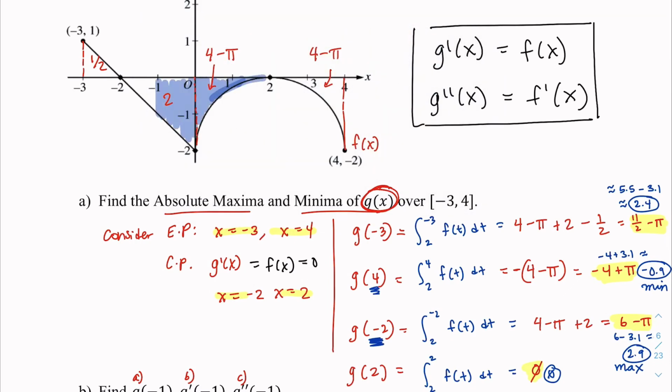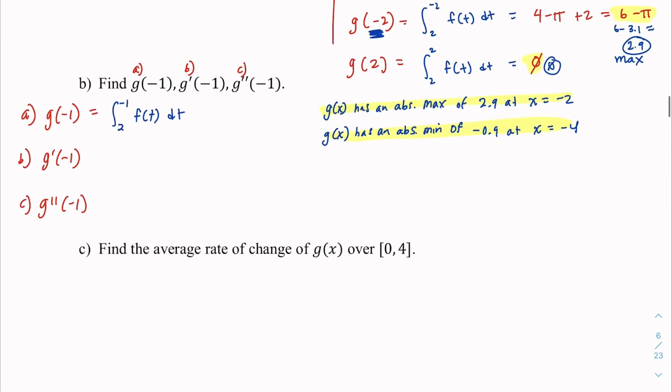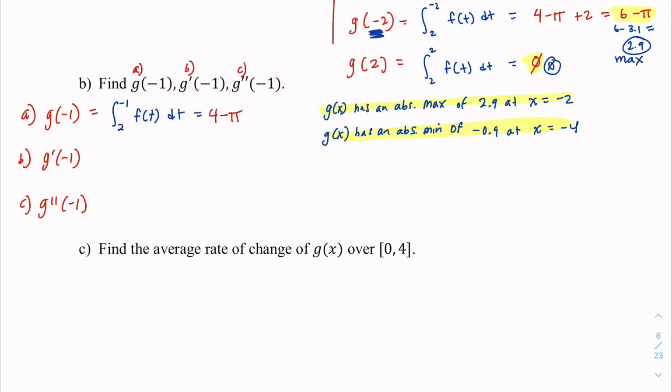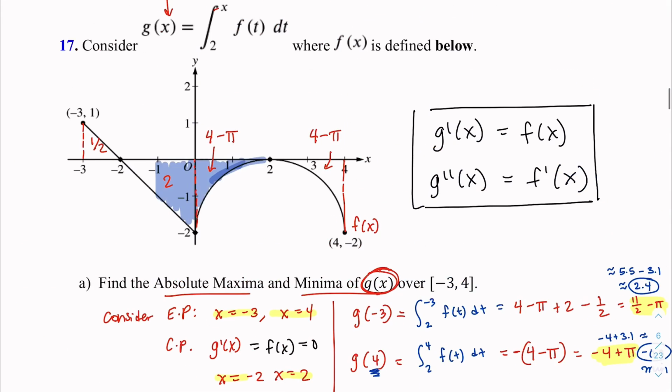So I know the area from 2 to 0 is going to be 4 minus pi. But then the remaining area from 0 to negative 1, well, that's a trapezoid. To find the area of a trapezoid, I'll take the average of the bases, so base 1 plus base 2, and I'll take their average times the height. When I say the bases, I mean these parallel pieces.